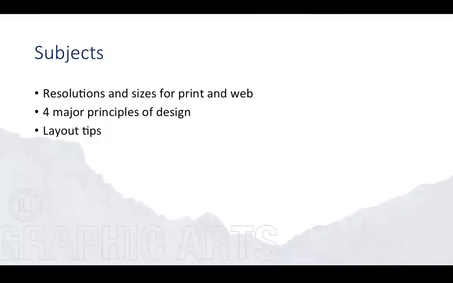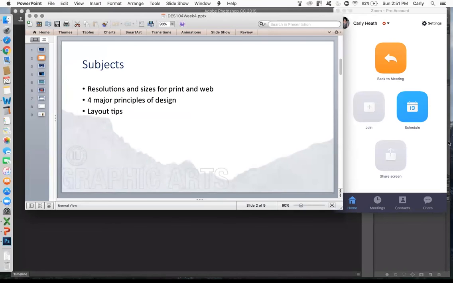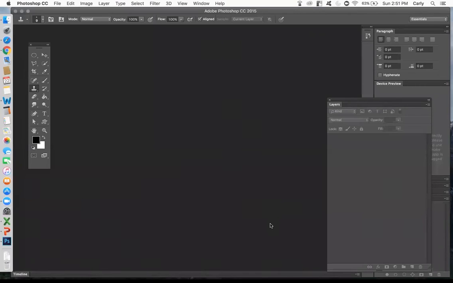Some of the things that we're going to cover this week include making your resolutions correct and your sizes correct for both print and the web. We'll talk about the four major principles of design: contrast, repetition, alignment, and proximity. And we'll go over some tips for layout and creating alignment and creating margins and those sorts of important things. Now let's go and open up Photoshop and talk about some of these resolutions and these different sizes.